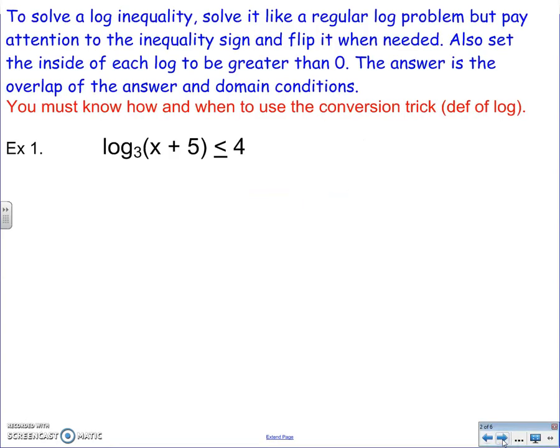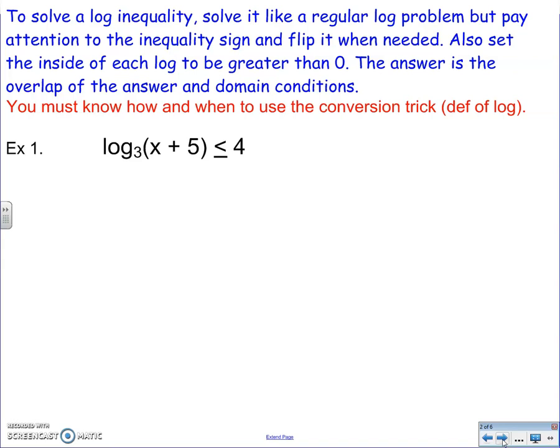So, to solve a log inequality, solve it like a regular log problem, but pay attention to the inequality sign and flip it when needed. That's when you divide both sides by a negative or multiply both sides by a negative. Also, set the inside of each log to be greater than 0. That's a domain restriction. You cannot take the log of 0 or negative numbers. You must log a positive number. The answer will be the overlap of the answer and domain conditions. By the way, you must know how and when to use the conversion trick, aka the definition of logarithm.